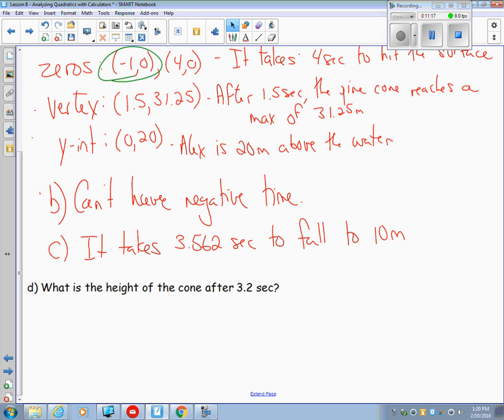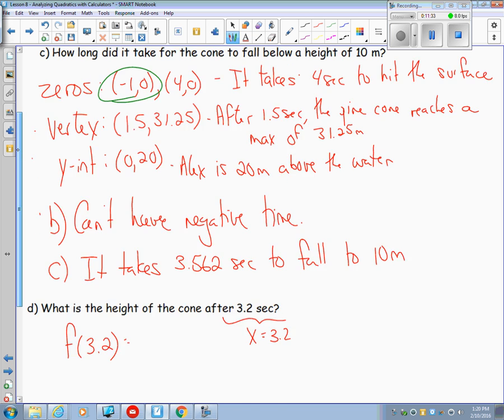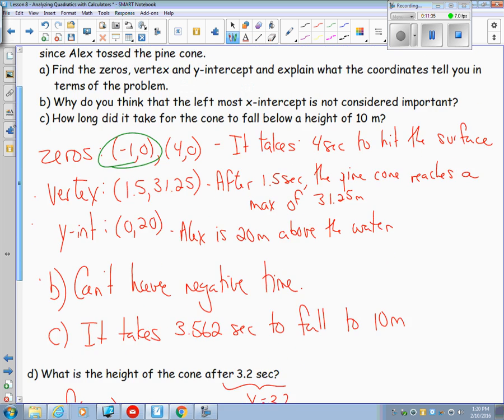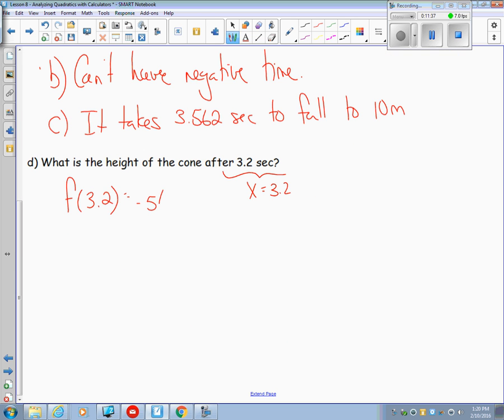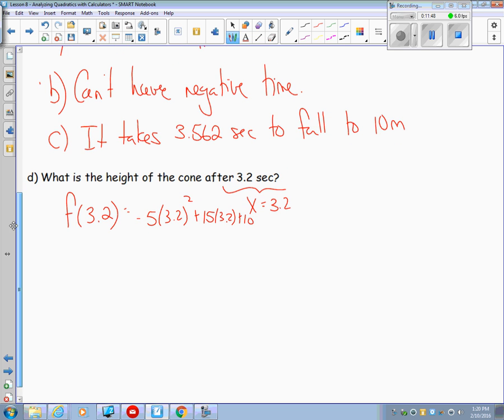What is the height of the cone after 3.2 seconds? Now, I can do this the old-fashioned way. I got a function. I can figure out, okay, f at 3.2, because this is my x value, right? I could do that. There's nothing wrong with doing that. If you like using your calculator, go for it. Put it in your calculator. Here's your equation up here at the top. Okay, we could do all that fun stuff. Negative 5 times 3.2 squared plus 15 times 3.2 plus 10. That would work. There's nothing wrong with that. Oh, sorry, it's plus 20 at the end.